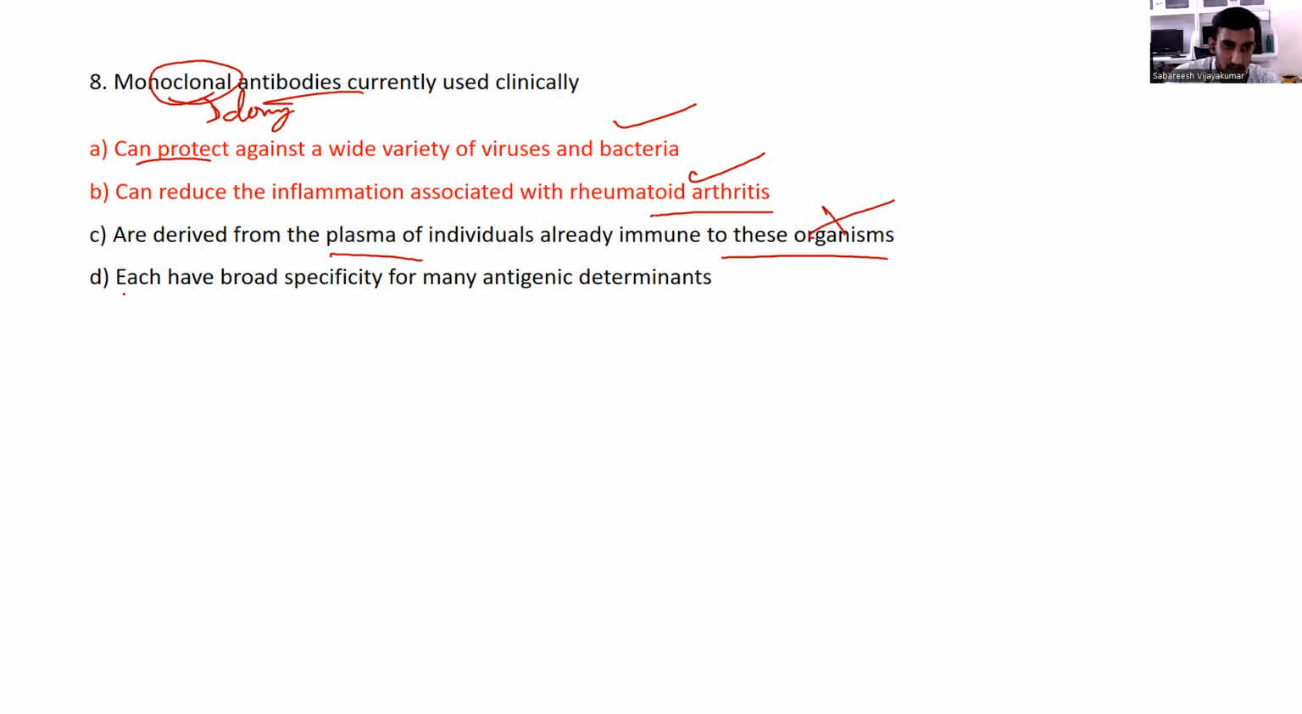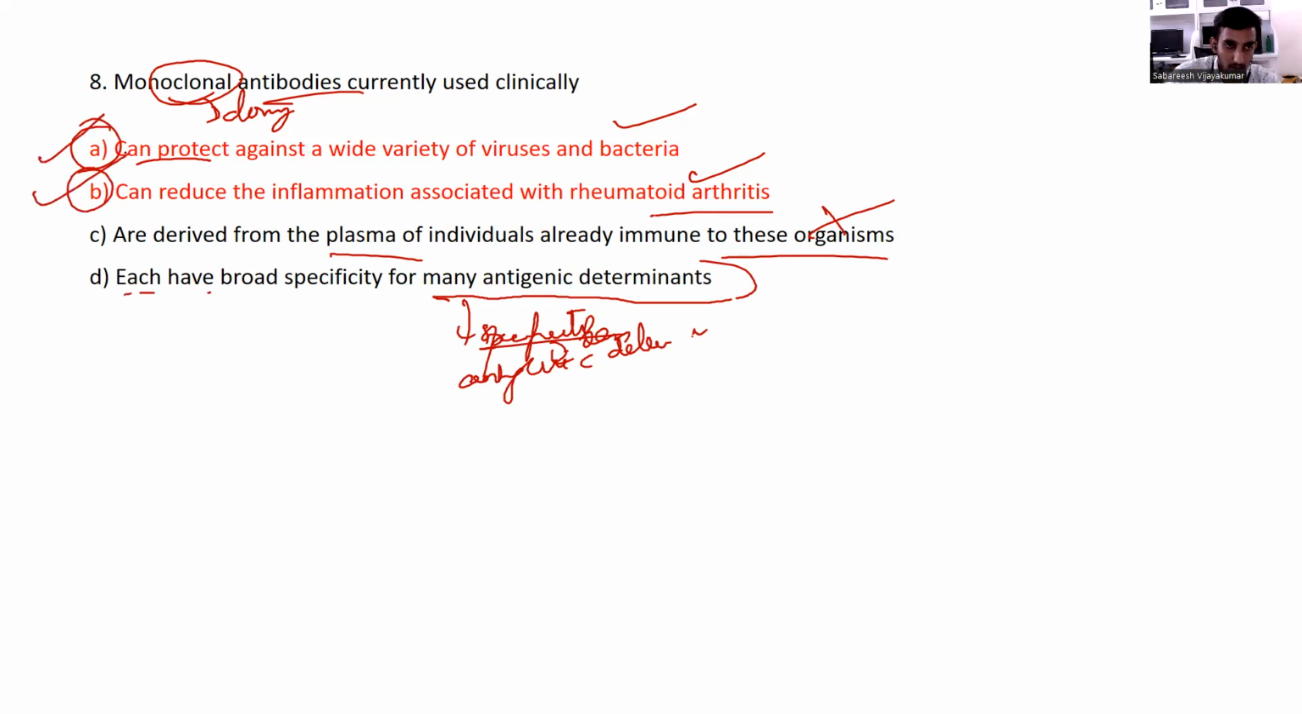Then the next option is each has broad specificity for many antigenic determinants. The specificity is comparatively less for different antigenic determinants. So the only options that are permissible are option A and B. Both seem to be the correct options.